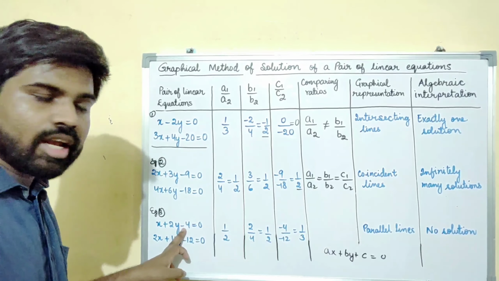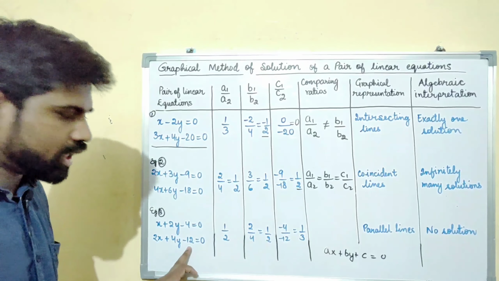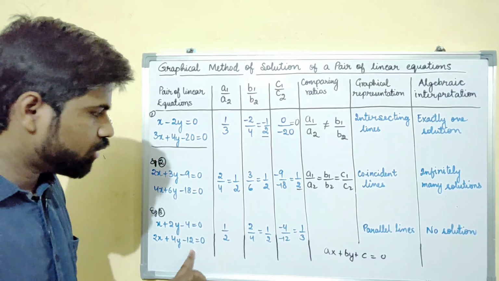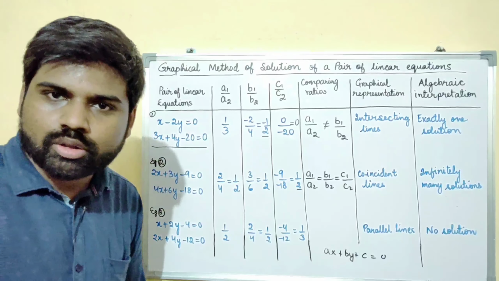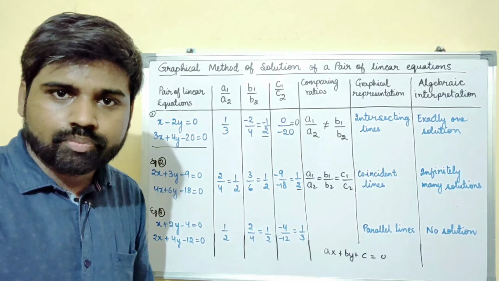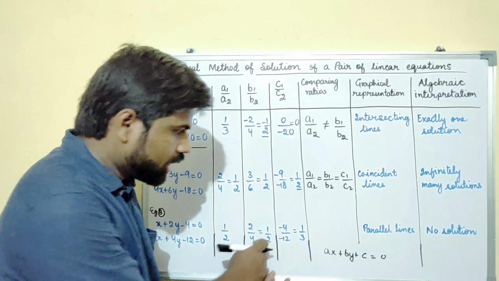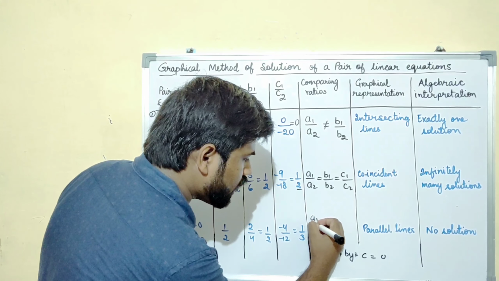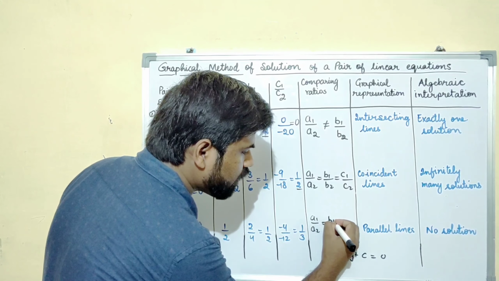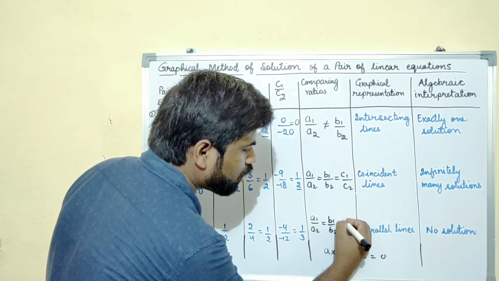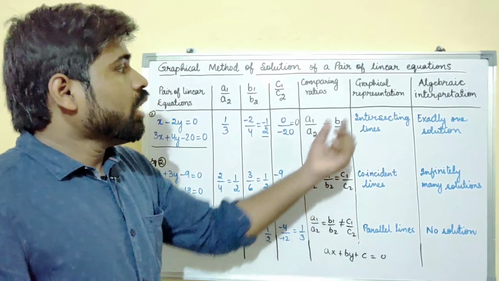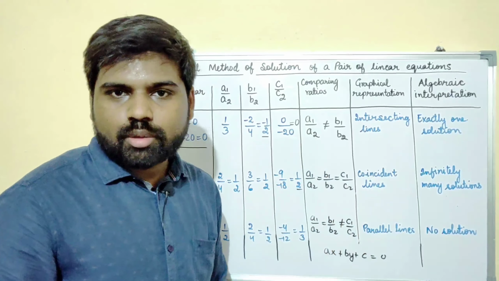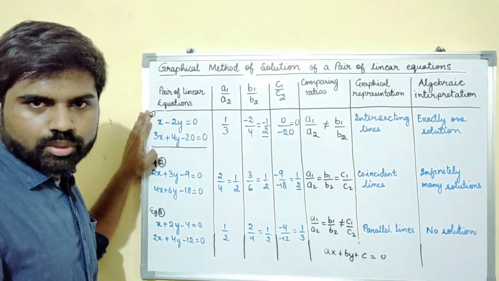Now the value of C1 is minus 4 and the value of C2 is minus 12. It will be equal to minus 4 upon minus 12, which is equal to 1 upon 3. Now here you can see that the first two ratios are equal, but the third ratio is unequal. That means A1 upon A2 is equal to B1 upon B2 is not equal to C1 upon C2. Now, what is this column? This is the graphical representation of these linear equations.